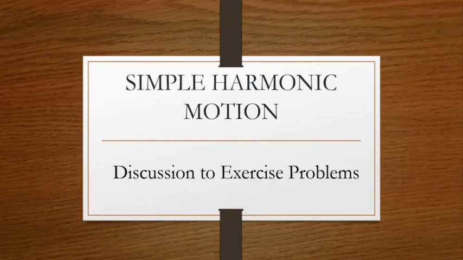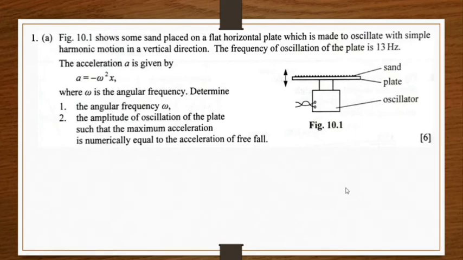In today's lesson, I will give you the answers of the exercise problems related to simple harmonic motion. Number 1, this figure 10.1 shows some sand placed on a flat horizontal plate which is made to oscillate with simple harmonic motion in a vertical direction. The frequency of oscillation of the plate is 13 Hz.